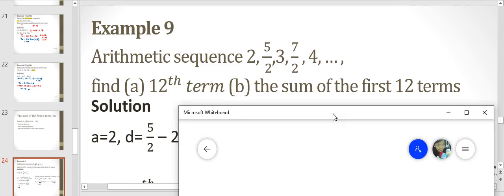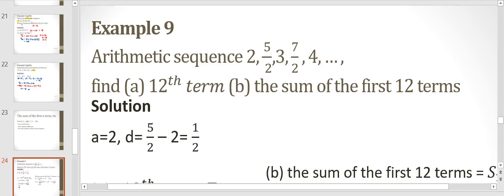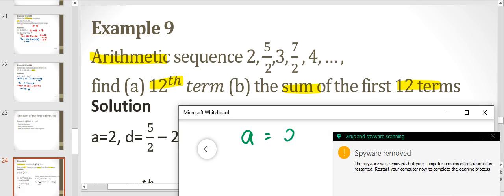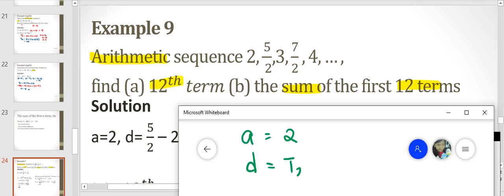From here again, highlight. The question is about an arithmetic sequence. The question wants you to find the 12th term, then the sum of the first 12 terms. Always remember, first thing in your mind, highlight. What is your a? 2. What is your d? T2 minus T1. Your term 2 is 5 over 2, minus 2, so you have 1 over 2.